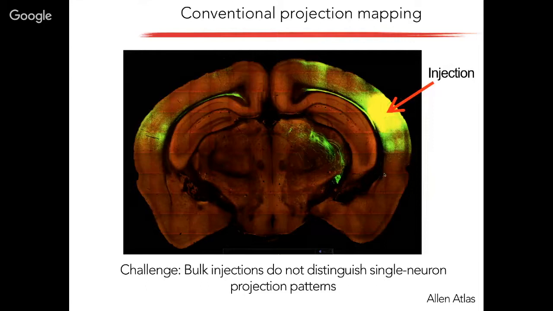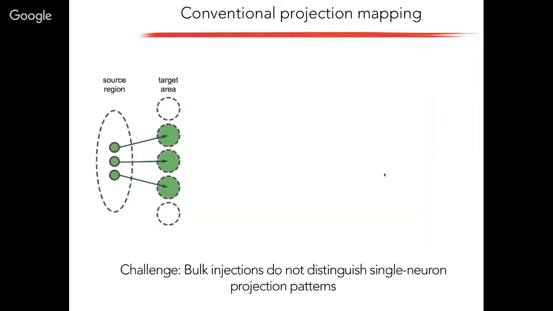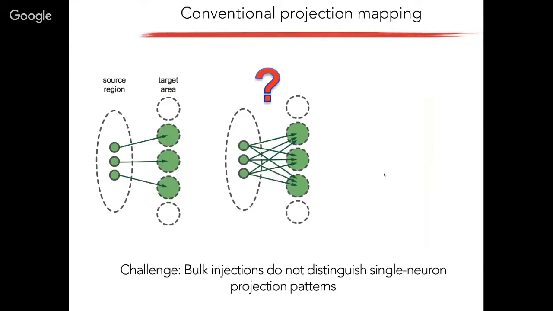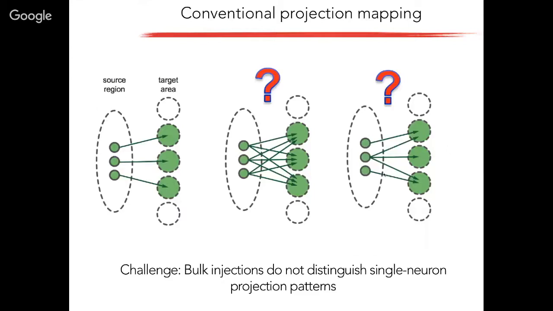The challenge is that bulk injections don't distinguish single neuron projection patterns, and that's illustrated here. So on the left, you see an injection site. Those 3 circles are 3 neurons, and it could be that if you see green in the 3 target areas shown here, it would reflect the fact that neuron 1 projects exclusively to area 1, neuron 2 to area 2, and neuron 3 to area 3. Could also be, instead of a one-to-one mapping, an all-to-all projection mapping, or the brain being the brain. Most likely it's complicated, and that complexity actually is important to understanding what's going on. And that's the complexity that is missing when we use these kinds of bulk injections.